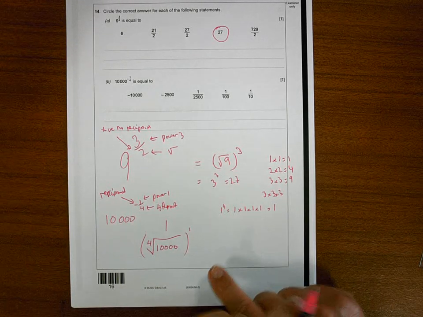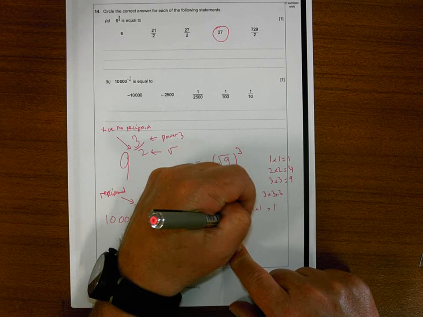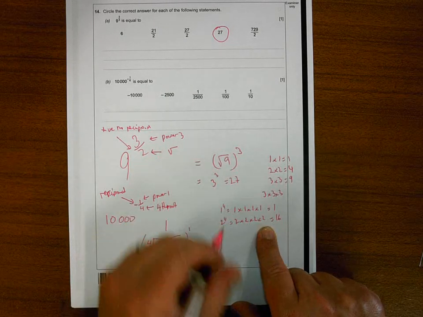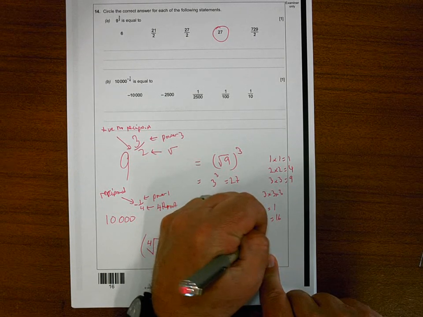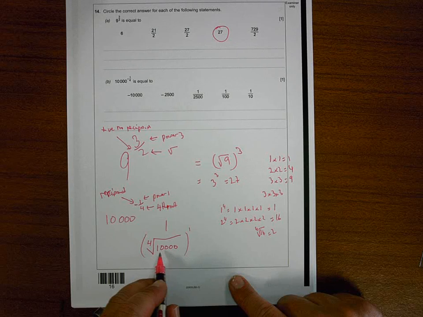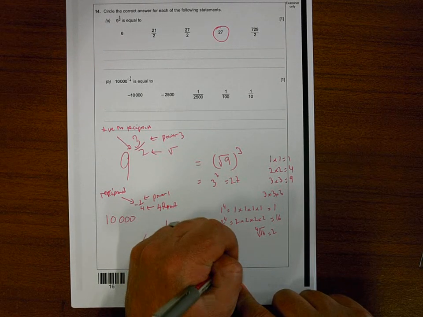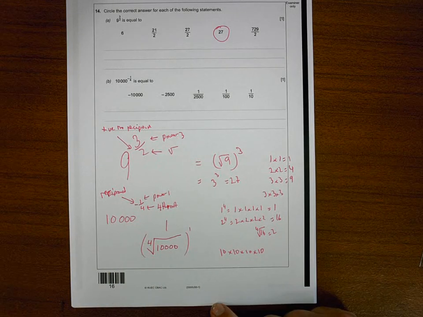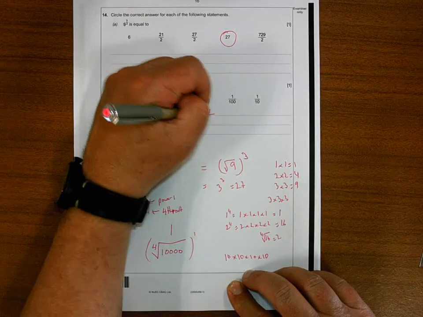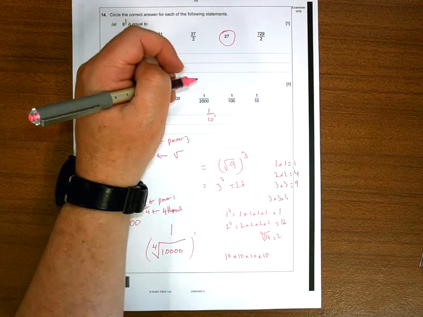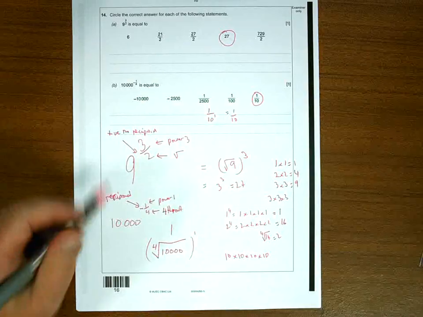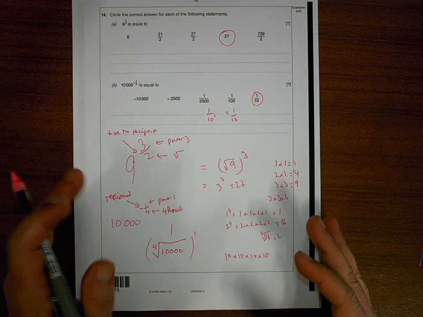2 to the 4, 2 times 2 times 2 times 2. 2 2s are 4, 4 2s are 8, 2 8s are 16. 2 to the 4 is 16, fourth root of 16 is 2. They're interchangeable. Have a lucky guess. That's got 4 zeros after it. 10 times 10 times 10 times 10 is 10,000. So that's going to be 1 over 10 to the power of 1. Anything to the power of 1 is just itself. So you're looking for that. We've practiced plenty of those. They're coming up every time. It's worth getting your head around that.